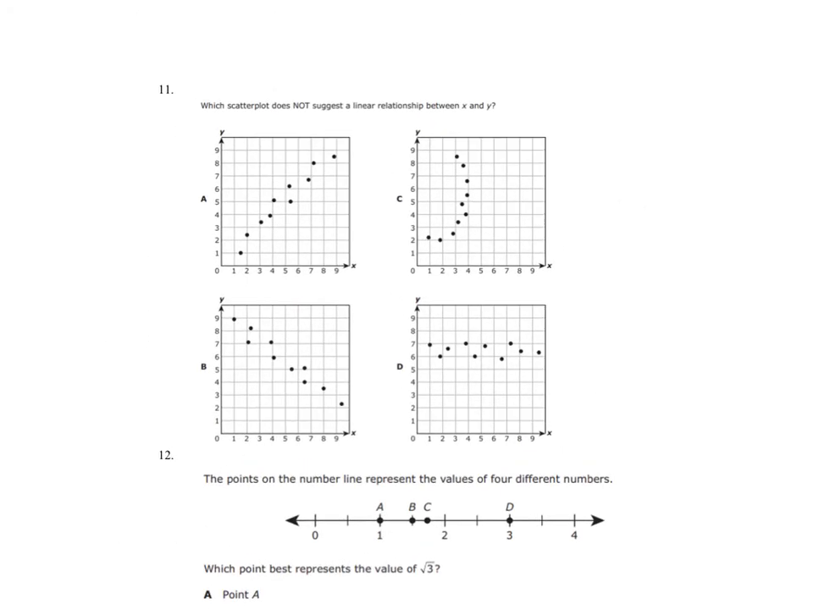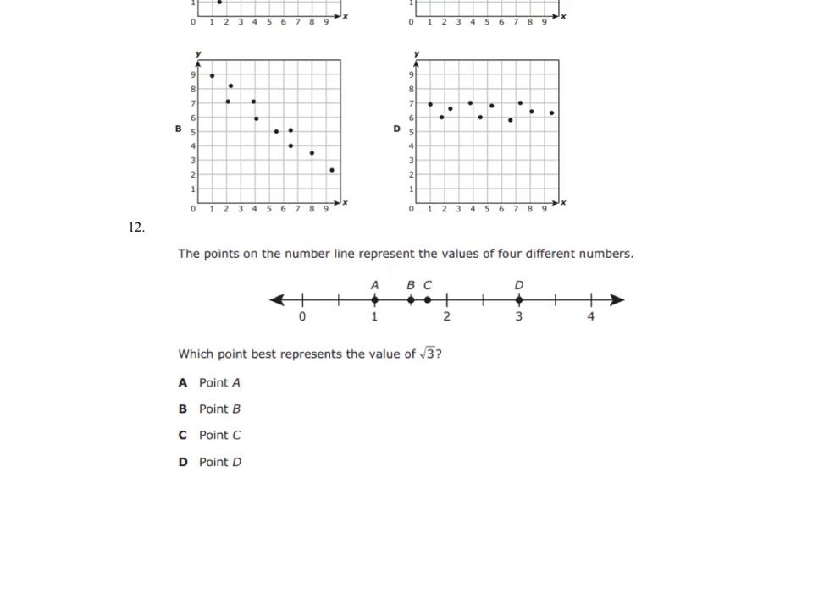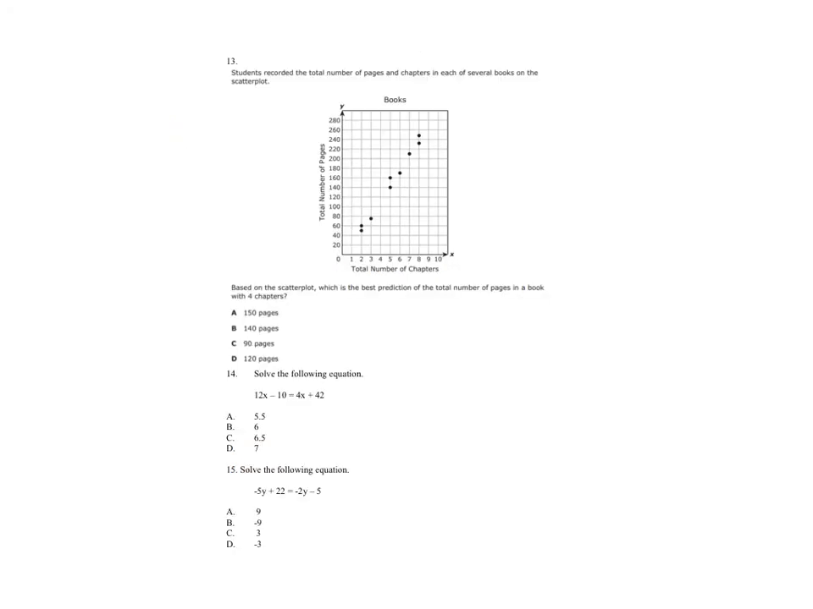Which scatter plot does not suggest a linear relationship? So basically not a line. The points on the number line represent the values of 4 different numbers. Which point best represents the value of the square root of 3? And you can use your iPhone calculator if you turn it sideways, and you can find the square root of 3. But there's some you could eliminate pretty easily.